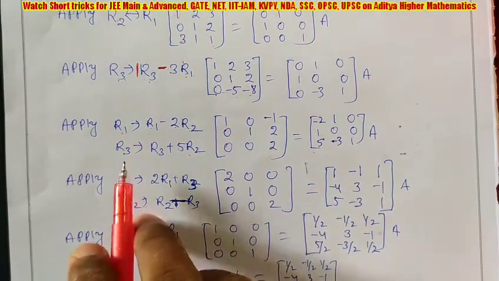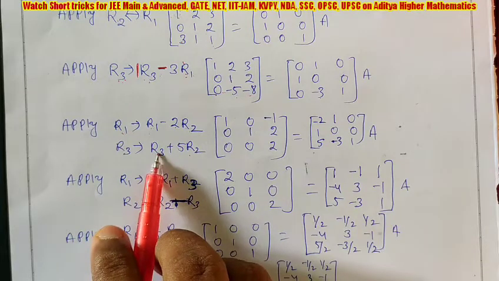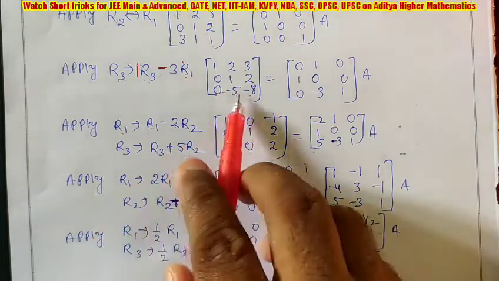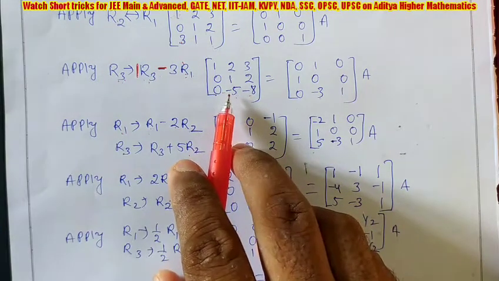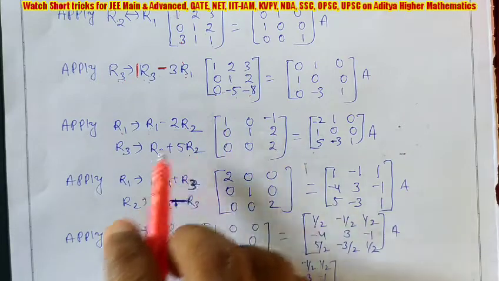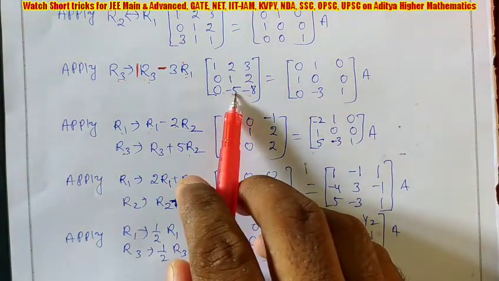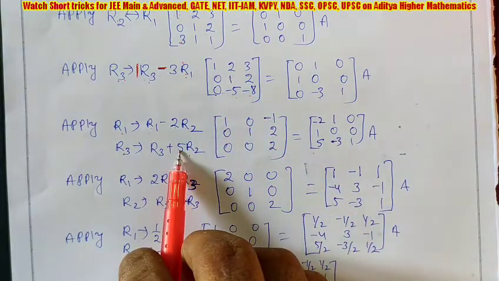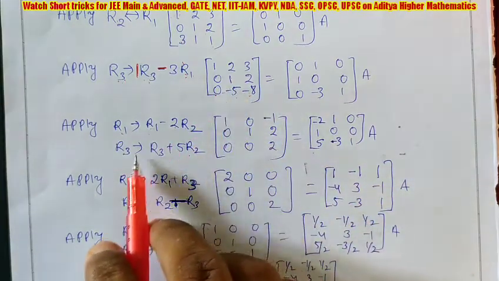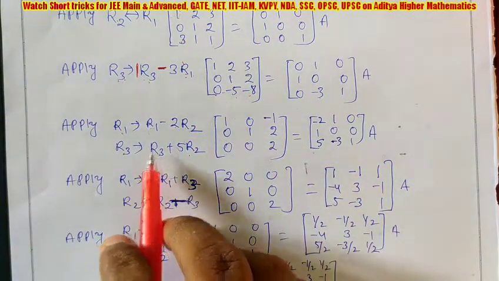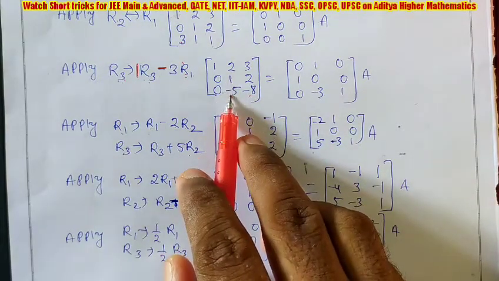Next, how to change R3? R3 and here R2, what is the R3 element? It is minus 5, but I told you no need to take negative sign, we will take only numbers. What is the number given? We have to take it as a coefficient. And R3 number is 5. So you have to take it as a coefficient of R2. And R2 number is 1. You have to take it as a coefficient of R3. 1. And both have opposite sign. It is positive, it is negative.